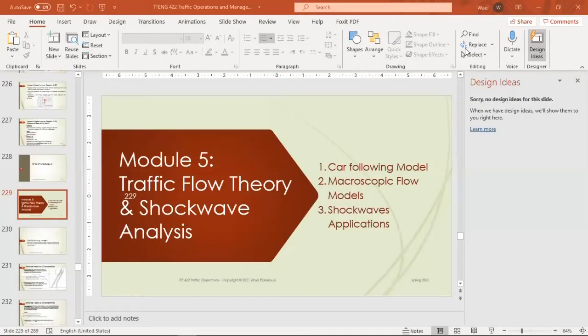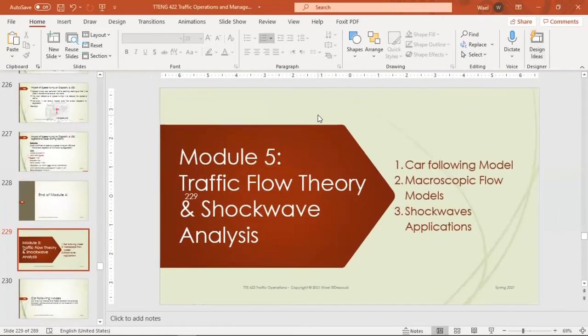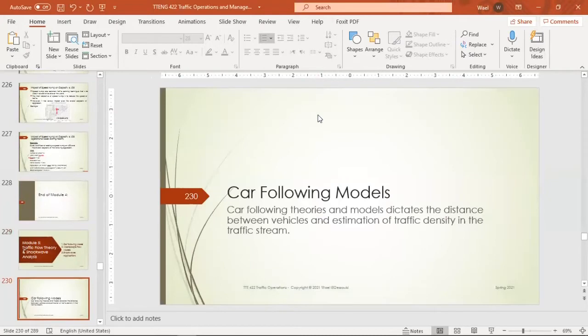Okay, today we are going to start on module 5, which is about traffic flow theory and shockwave analysis. First we are going to start with the car following model, then the macroscopic flow model, then shockwaves application. So we start here with car following models.